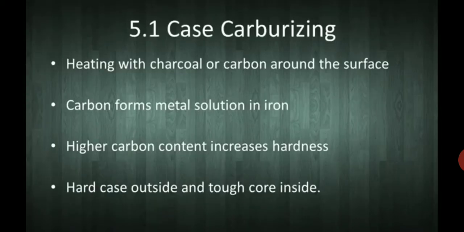Case carburizing. In case carburizing, mild steels are heated near its critical temperature with charcoal or carbon around its surface. At such high temperature, carbon forms metal solution in iron, and the surface becomes high carbon steel. High carbon steel is hard, and there is tough core of mild steel inside.